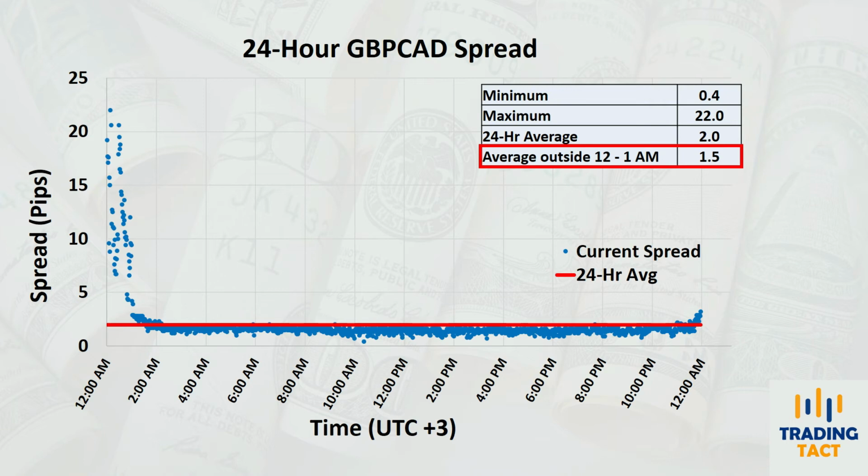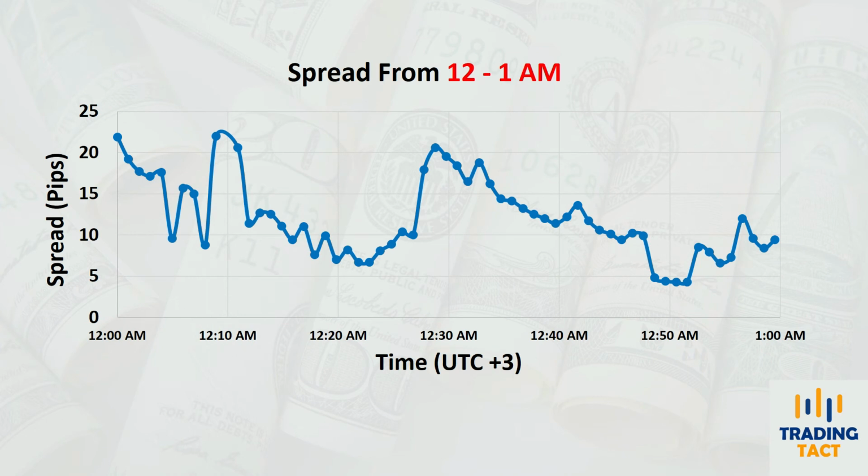Let's zoom in on the 12 to 1 AM window. Going from 12 to 1 AM, there is a general decrease in spread, though this is accompanied by large random fluctuations. After 1 AM, spread quickly drops to about 2 pips and stays there for the rest of the day. If you do a similar analysis, note that your results will vary depending on your broker, your market, and the day of the week.